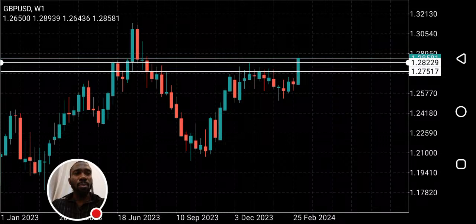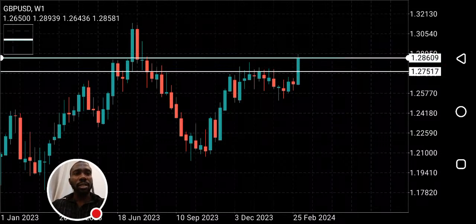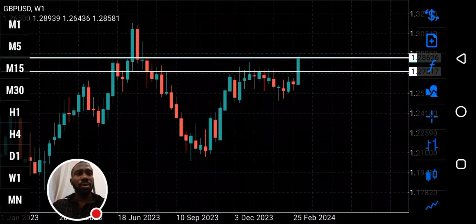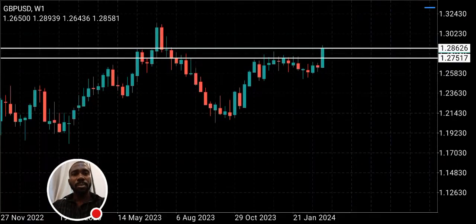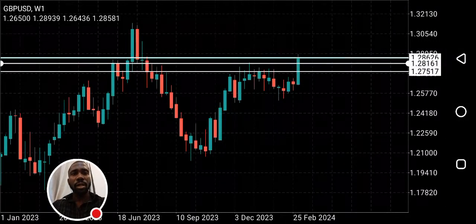So you could see, if you go back here, we had a resistance here. Can you see this? We had a resistance here. We also had a resistance here. So price is at that zone right now, that supply zone. And there's a high probability for price to what? To pull back.